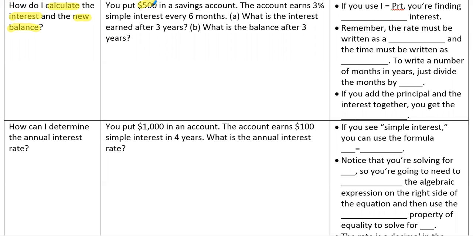You put $500 in a savings account. Right away, you should be like, is that I? Is that P? Is that R? Is that T? It's P. It's the principal. It's how much is being invested. The account earns 3% simple interest. Oh, simple interest, you're my best friend.